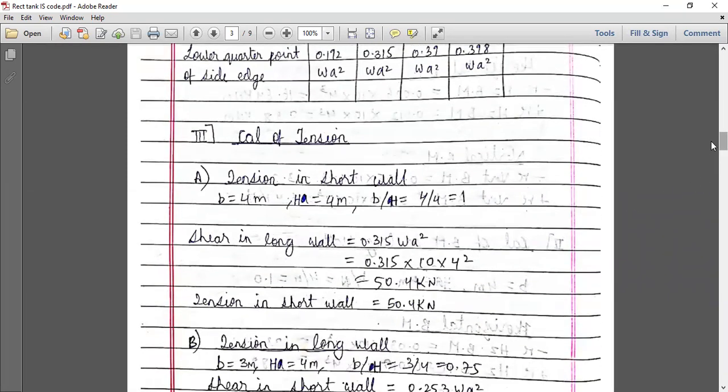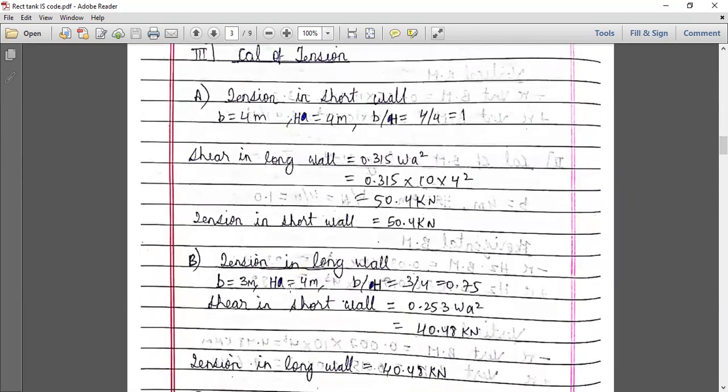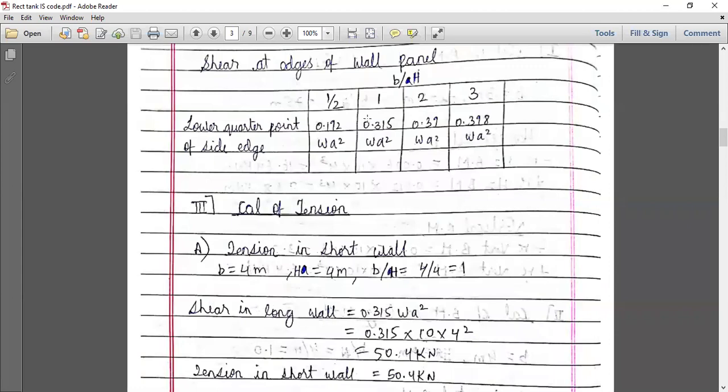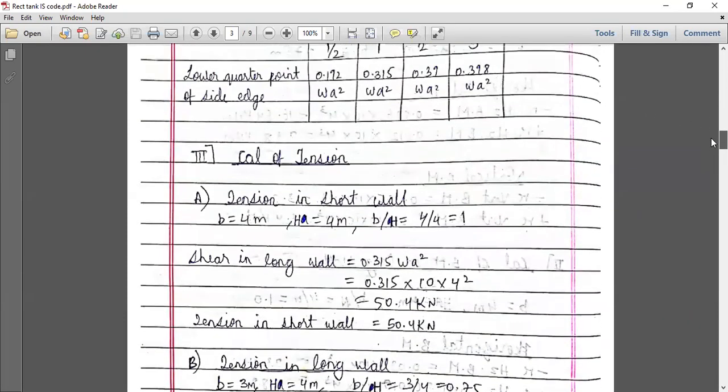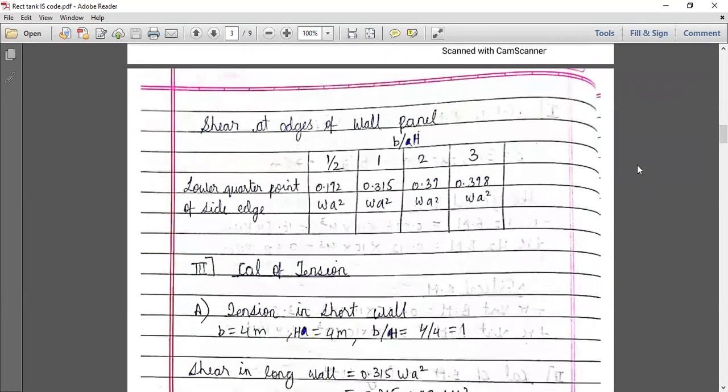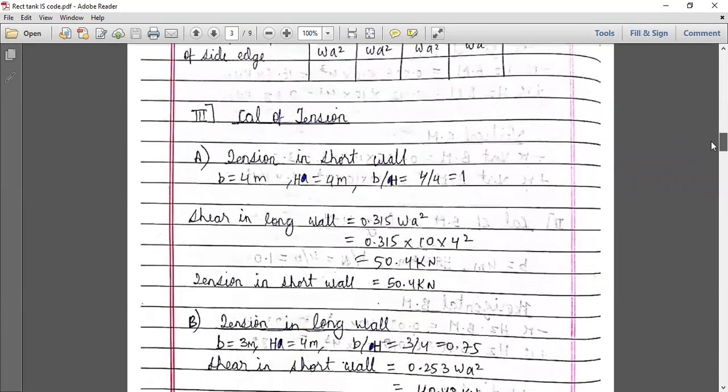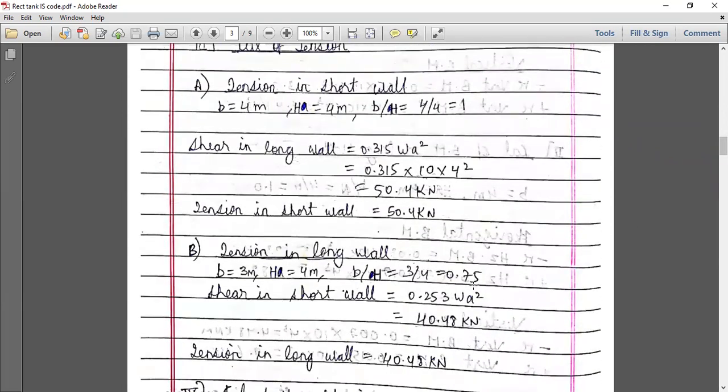Similarly, tension in the long wall when you find out. ठीक है, तो शॉर्ट वॉल का डायमेंशन B we will consider, and B by H यहाँ पे the ratio is 0.75. So here in the table 0.75 के लिए we don't have value, so we will have to interpolate. ठीक है, हाफ और वन के बीच में we'll have to interpolate, so then you will get this value.